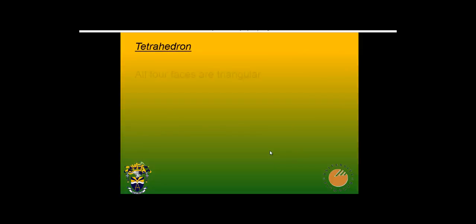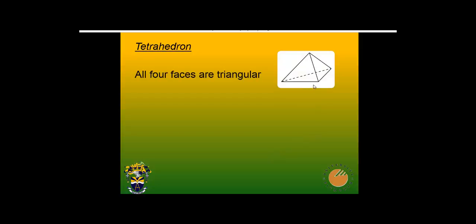The tetrahedron is a particular type of pyramid. It has a triangular base. And finally, let's look at the cone. The cone has a circular base and tapers like a pyramid. Strictly speaking, it's not a pyramid because the end isn't a polygon, but it's like a pyramid.